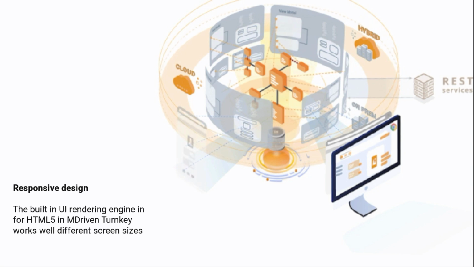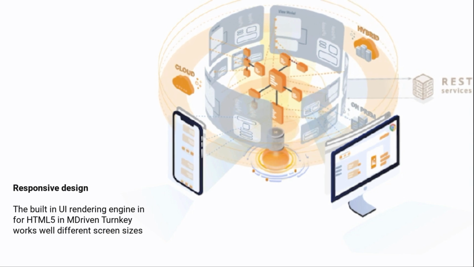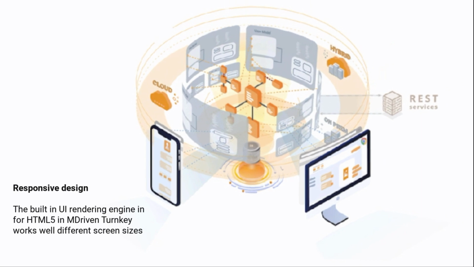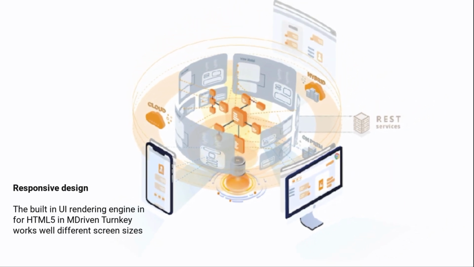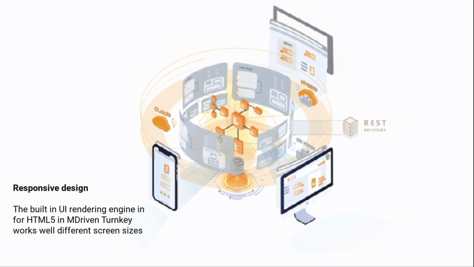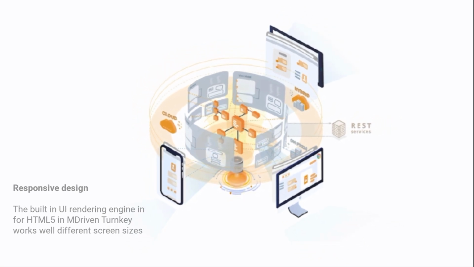Responsive design. Of course, the built-in rendering engine will render to different device sizes like phones and tablets in addition to a computer screen. But for many use cases, you will probably want to create custom view models that have a reduced number of attributes and navigations for phones. Luckily, creating view models and keeping track of what they contain is easy in MDriven.